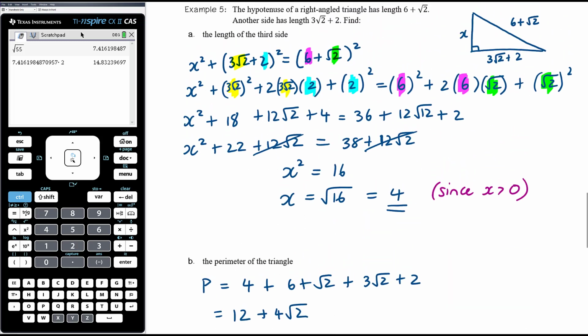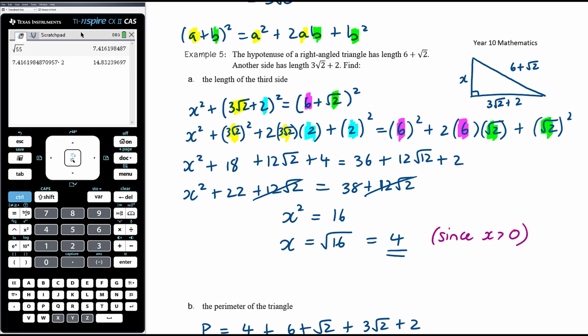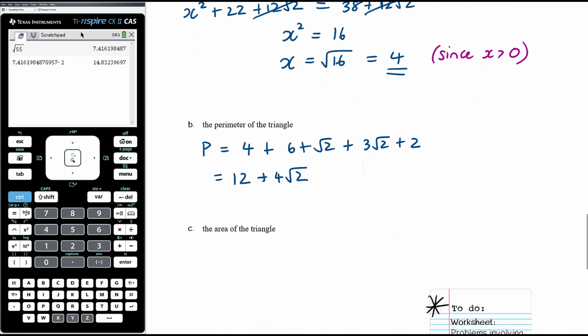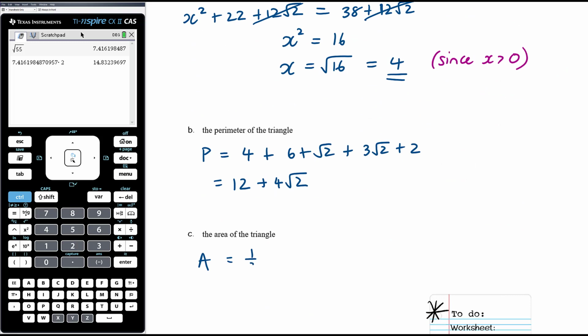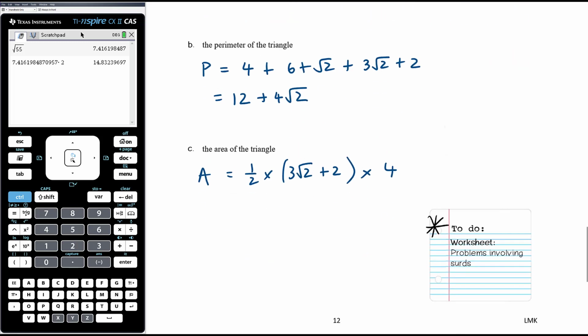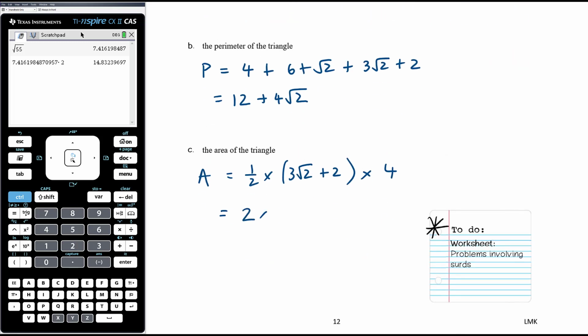And then we want the area of the triangle. We know area is half times base times height. Our base length is going to be that, our height is going to be that. Obviously we could interchange them, it wouldn't matter, but it's half times x, which we know is 4, times 3 root 2 plus 2. So again, be a bit careful about brackets here. Area is going to be half times 3 root 2 plus 2 and times 4. Half times 4 is 2, so it's just 2 times 3 root 2 plus 2. And so expanding that out, that's 6 root 2 plus 4. Again, the surd is already in simplest form, so everything is good there.